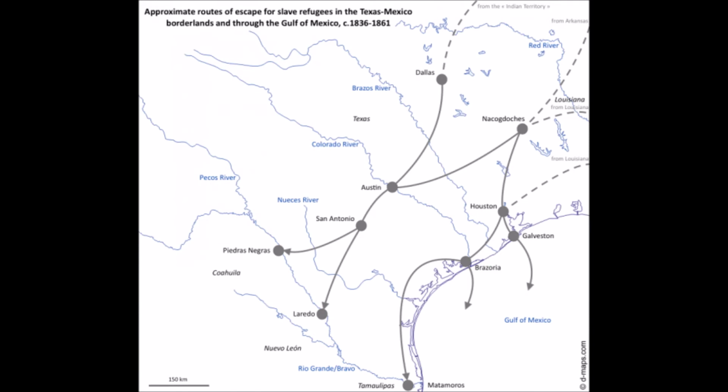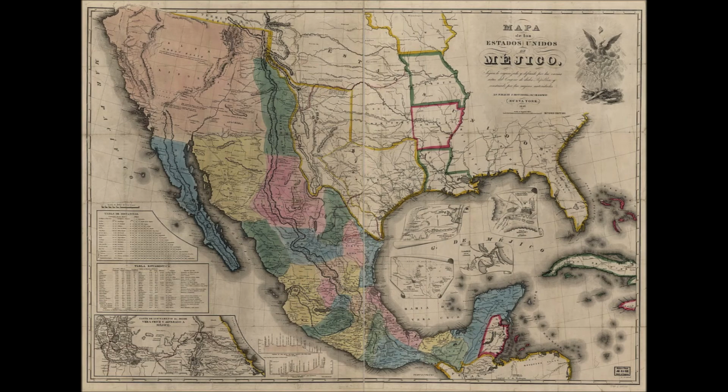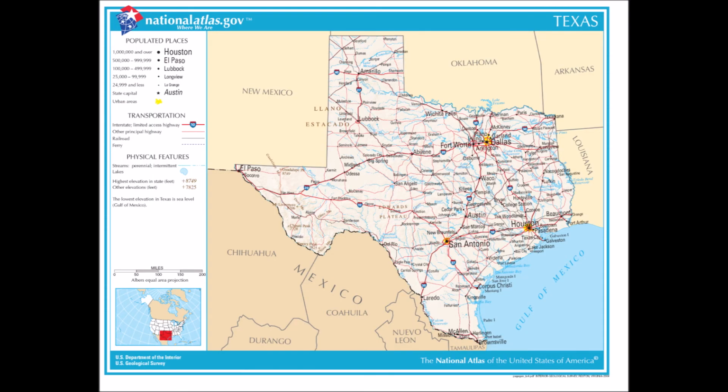There was an underground railroad going south from Texas into Mexico. There is geography to see here. With Texas being a lot closer to Mexico than to Canada, many slaves chose to go to Mexico.